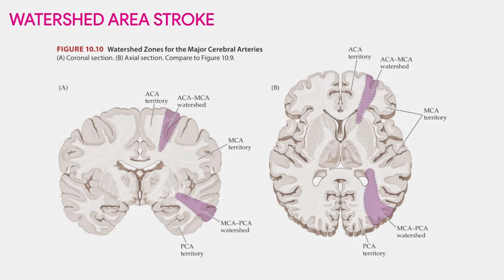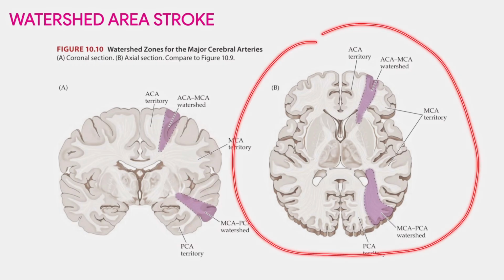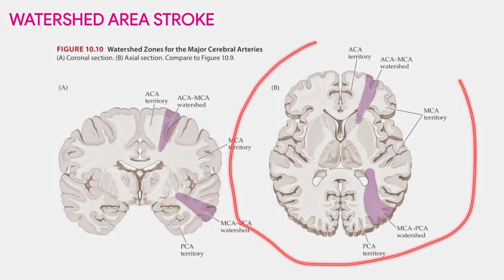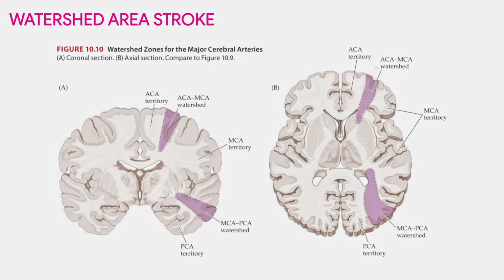Let's assume the patient has severe hypotension. The blood supply here is fine, but the distant areas, the watershed areas where both the small collaterals meet, would greatly suffer. And even here, this is the MCA territory, this is the PCA territory, and between that you have the MCA-PCA watershed area. This is the transverse section, and I think it's good if you know the transverse section and approximately where the ACA-MCA and MCA-PCA watershed areas lie.